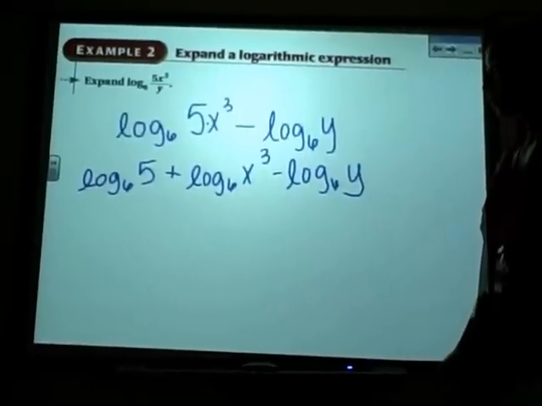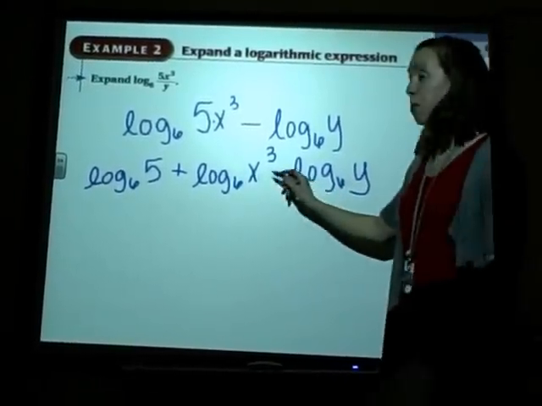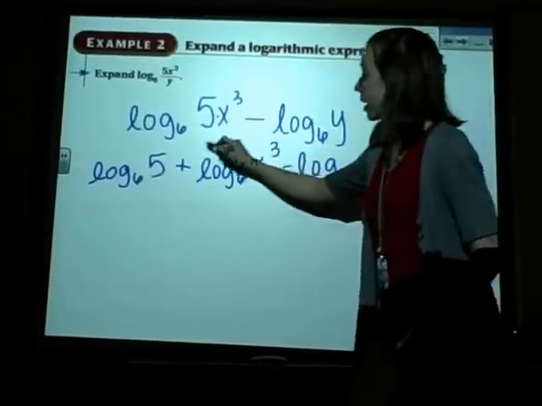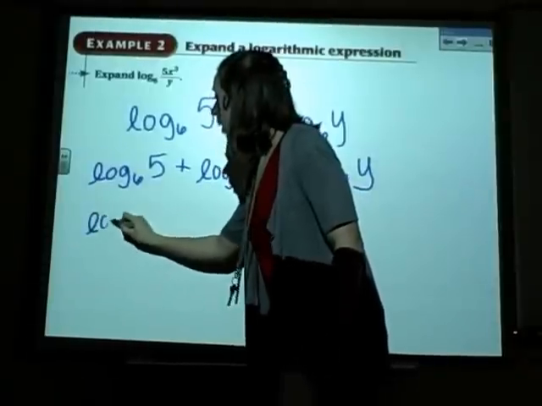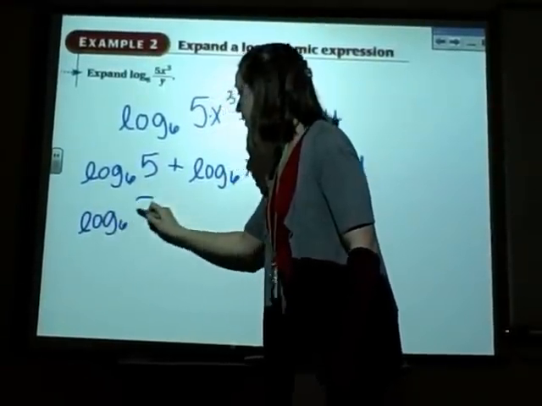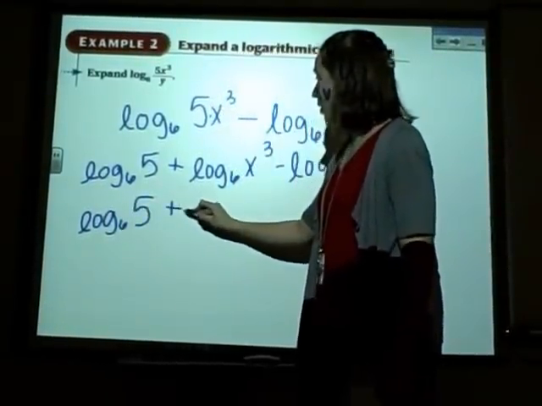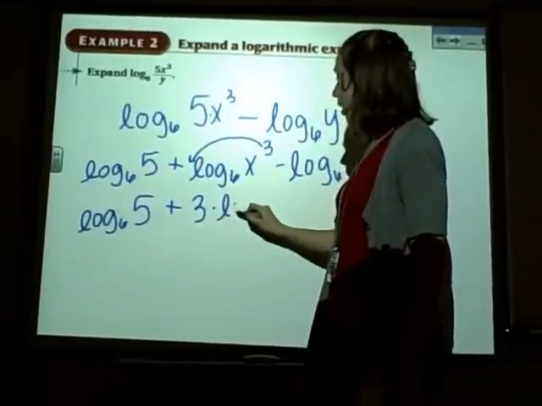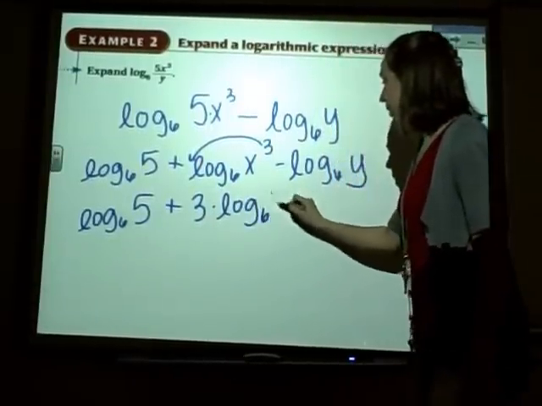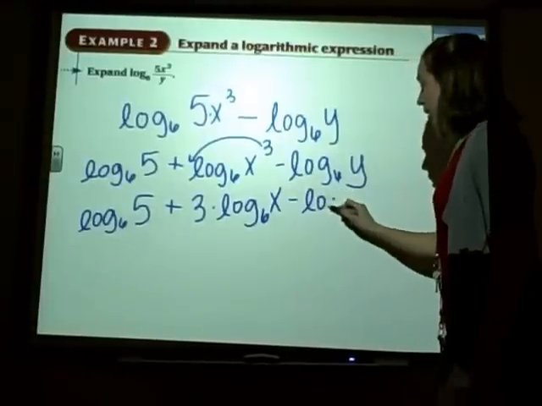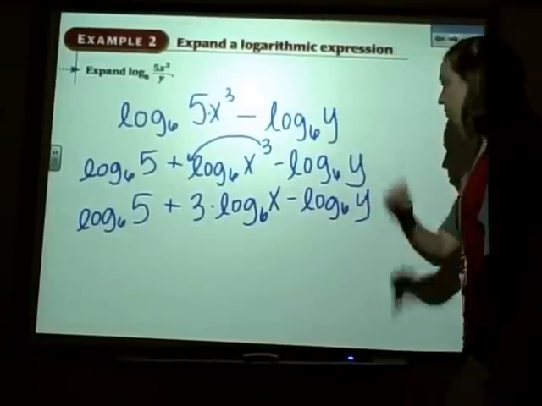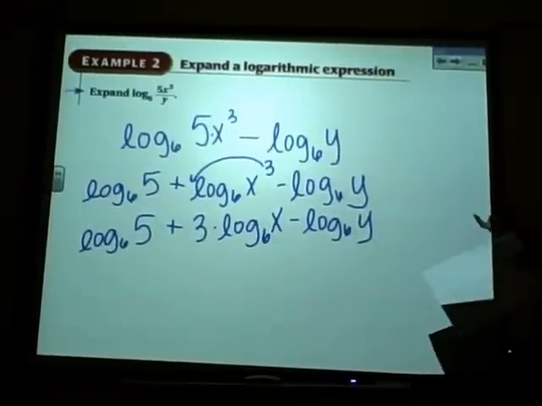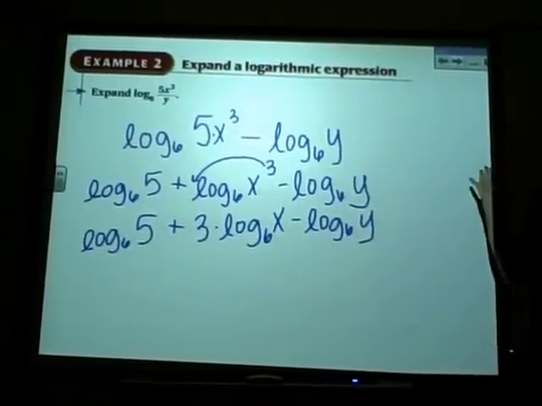Now we're going to take it a little bit further. I have one more thing I can do. And I bet you can see it's with that other rule, the exponent rule. Anytime you have an exponent, that moves in front. So you have log base 6 of 5 plus 3, because this moved in front now, times log base 6 of x minus log base 6 of y. And I look at that and I say, I don't have anything I can split up. I don't have any more exponents, so I'm done. That's all I can do.